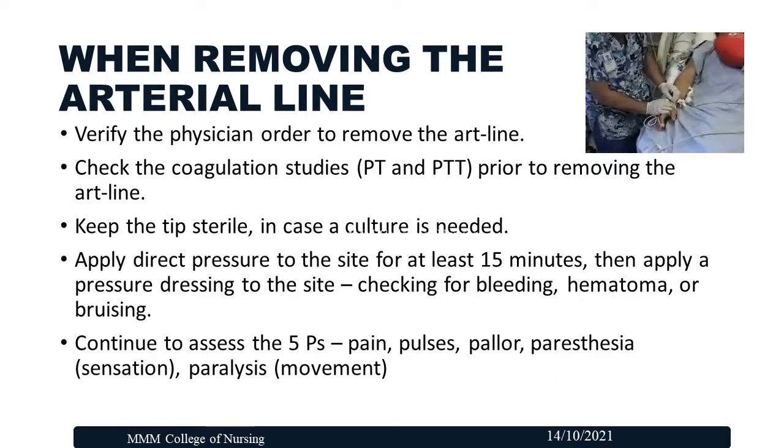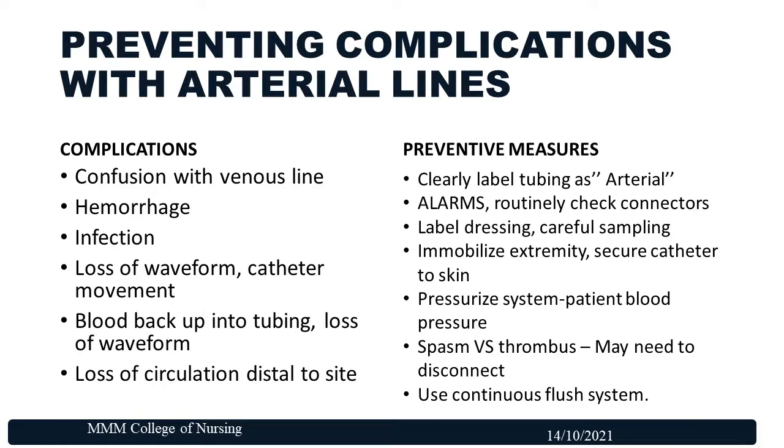When to remove the arterial line, and how to remove it. Always verify with precision before removing the arterial line. Check the coagulation studies, PT and PTT, prior to removing the arterial line. Keep the tip sterile in case a culture is needed. Apply direct pressure to the site for at least 15 minutes, then apply a pressure dressing to the site. Checking for bleeding, hematoma or bruising is very important. Continue to assess the 5 P's: pain, pulses, pallor, paresthesia and paralysis.